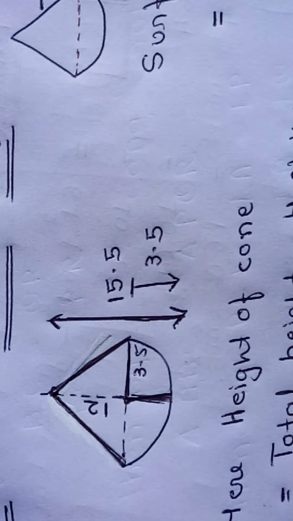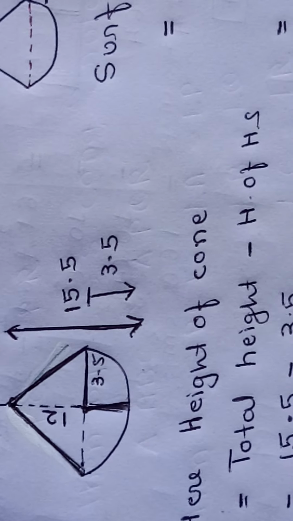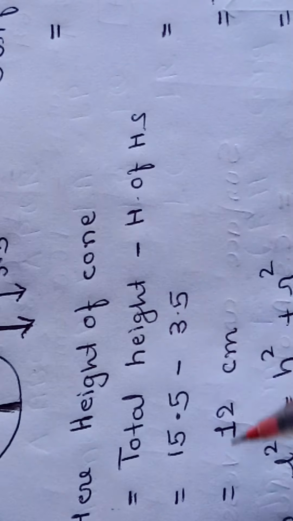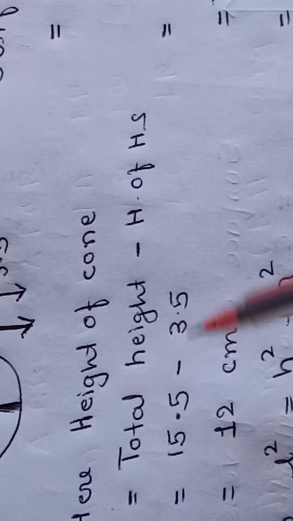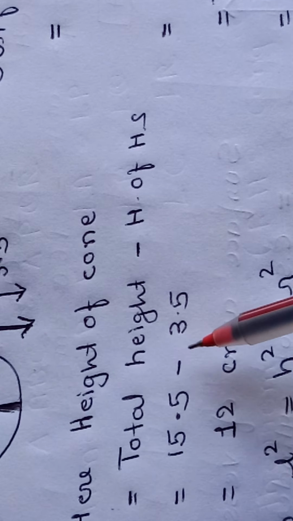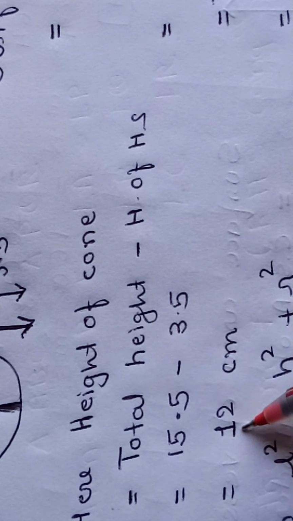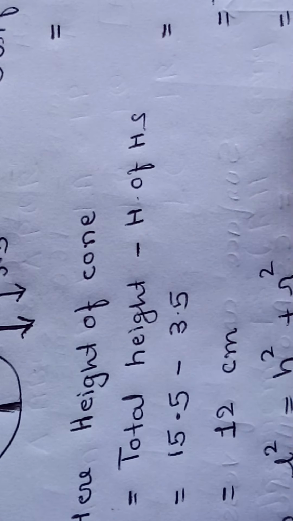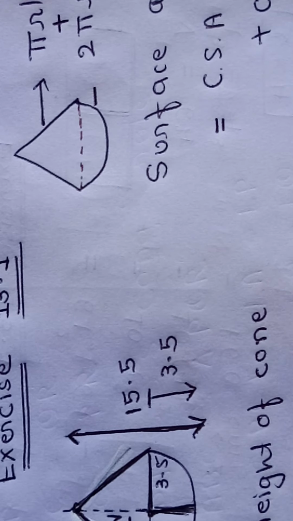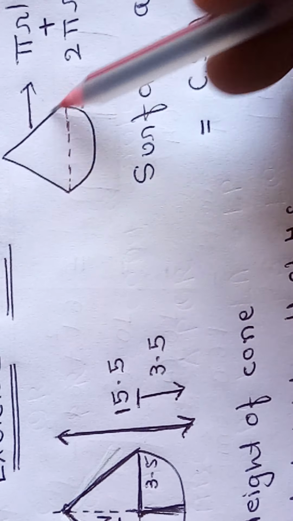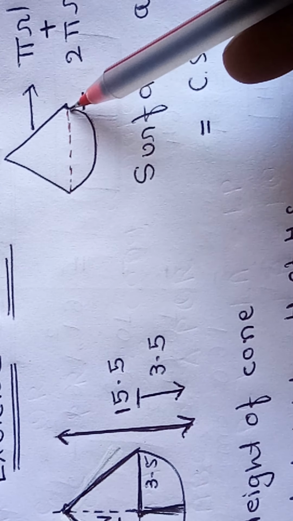Now after finding the heights, the height of the cone is the total height of the toy minus the height of the hemisphere. So 15.5 minus 3.5 is 12. Now we want to find the total surface area of the toy. If you observe the toy from outside, it will look like this, a conical shape and below it a hemisphere.